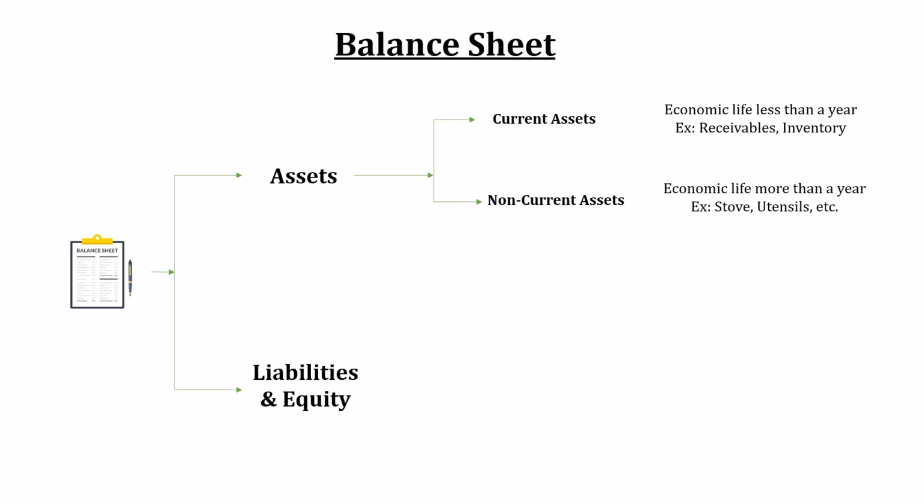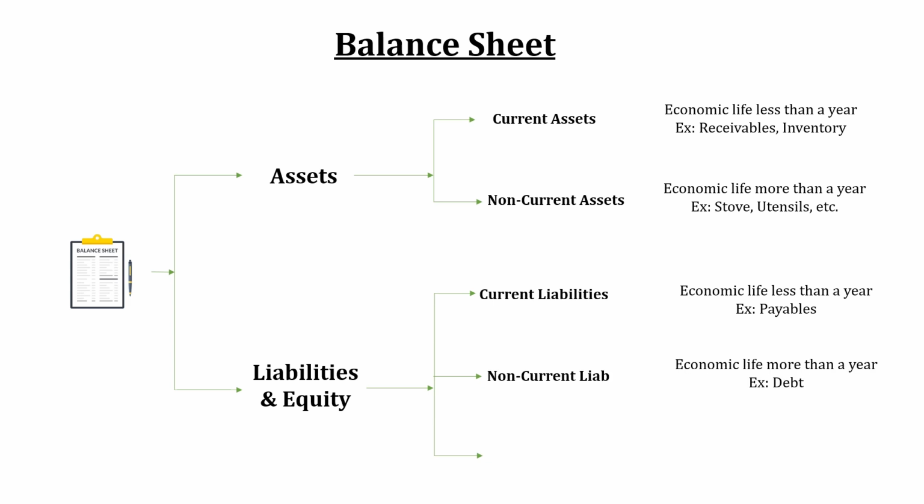Examples: stove, utensils, etc. Similarly, the liabilities and equity section is divided into three parts. Current liabilities, as you would have guessed, have an economic life less than a year. Non-current liabilities have an economic life more than a year. Examples are debt. And then there is a third section called equity. And this is nothing but the shareholders' stake in the company. So a typical example is common stock.